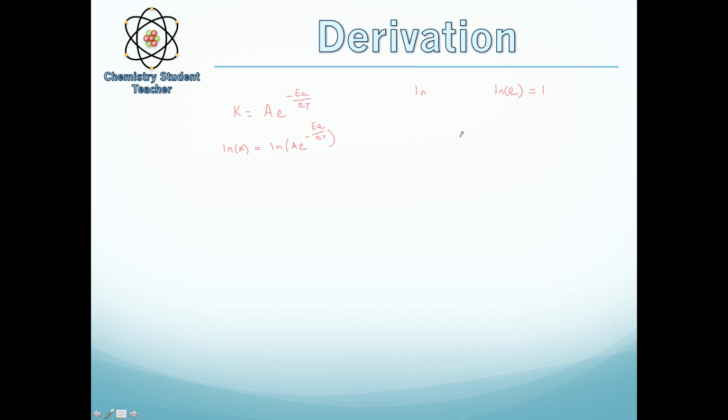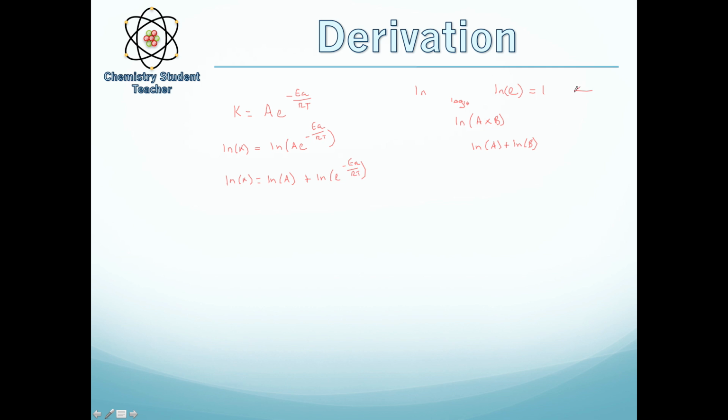And there's another law of logs that if you have a log, ln, or for example it could also be log to the base 10, a similar situation of, say, a times by b, that is the same as saying ln a plus ln b. That's just a mathematical concept that you need to know if you're doing A-level maths, and you may have come across it already. So what we can then do is say ln k equals ln a plus ln e to the minus Ea over RT.